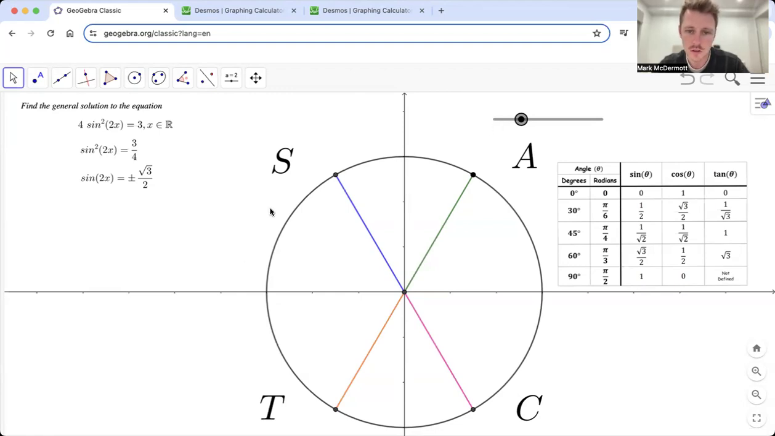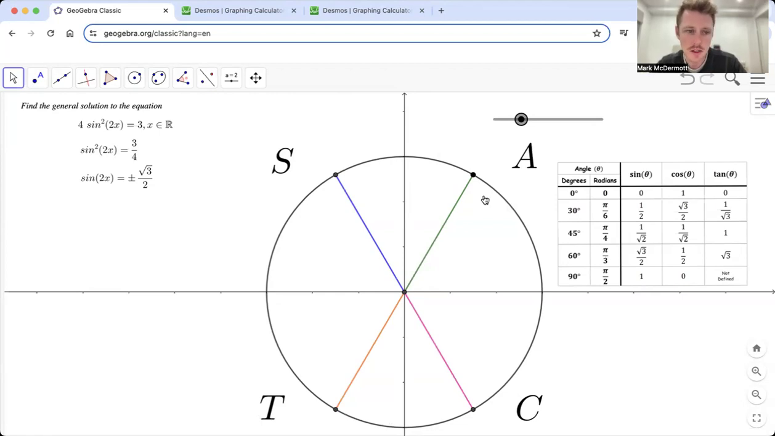So then what we're going to do is we're going to graph that on our unit circle, which we've got here. And I've just got the acronym CAST, C-A-S-T. Cosine's positive in quadrant 4. Everything's positive. All is positive in quadrant 1. Sine is positive in quadrant 2. And tan is positive in quadrant 3.